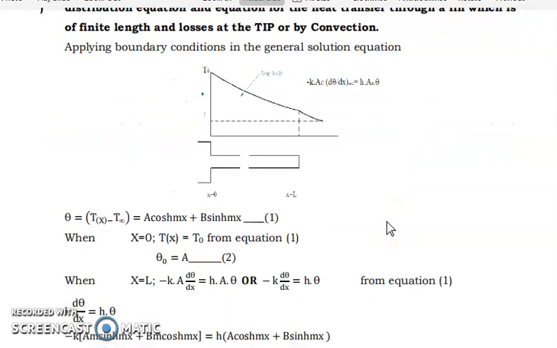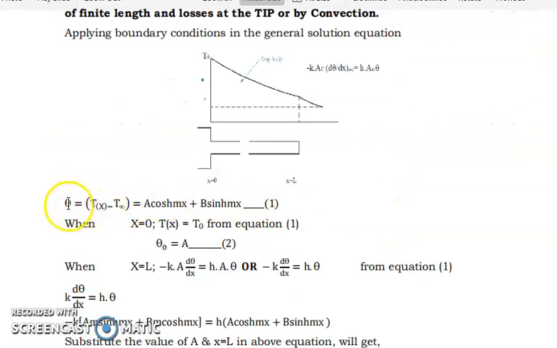As you know, the basic general equation is theta equals T(x) minus T infinity equals A cosh mx plus B sinh mx. This is taken as equation number 1. Here x is equal to 0 and x equal to L. When x equals 0, T(x) is equal to T naught, that is the base is maintained at a temperature of T naught. So we have to substitute these two values in equation number 1.